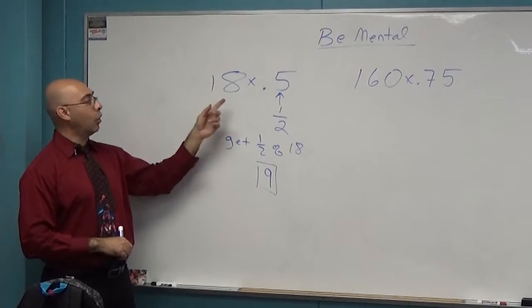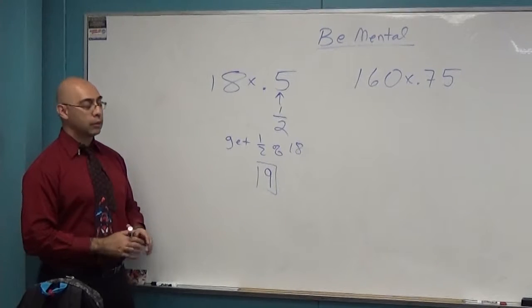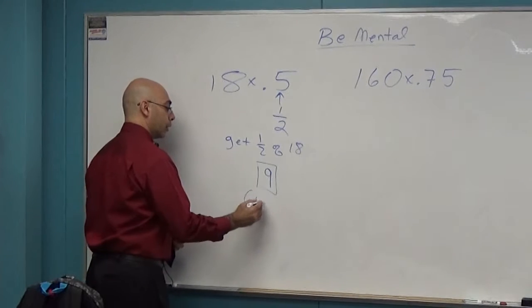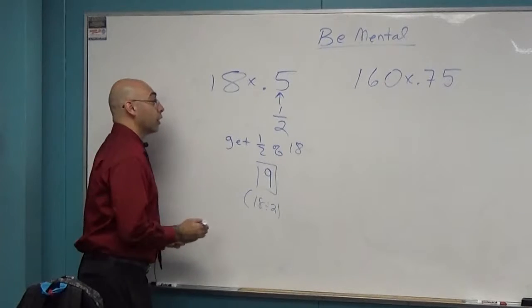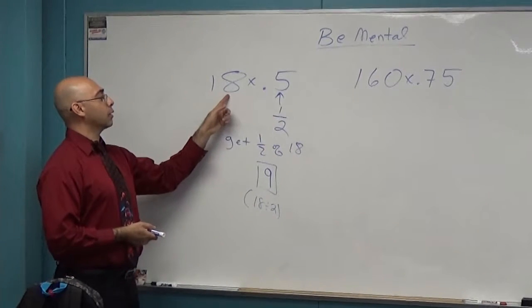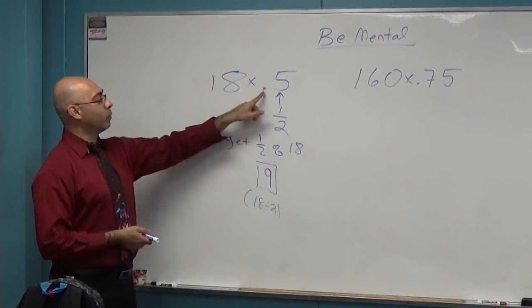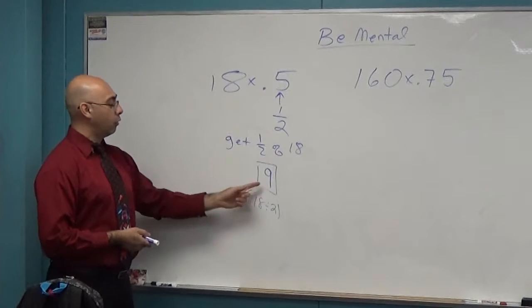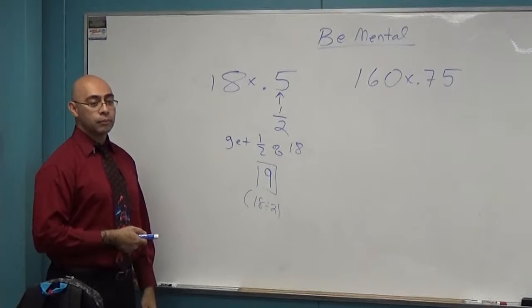So in your head, you just think, oh, this is just 18 divided by 2. So what you're really doing is 18 divided by 2. Now, if you're really good at math, you could say, oh, I can do this. 5 times 10 is 50. 5 times 8 is 40. 50 plus 40 is 90. 1 decimal place, 9.0, which is 9. You can do that too.